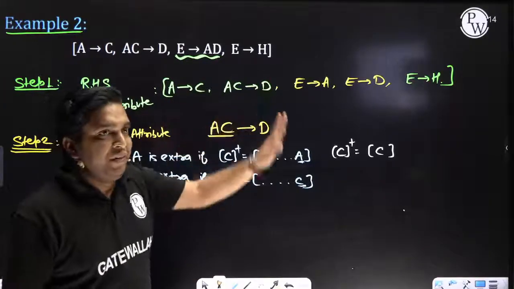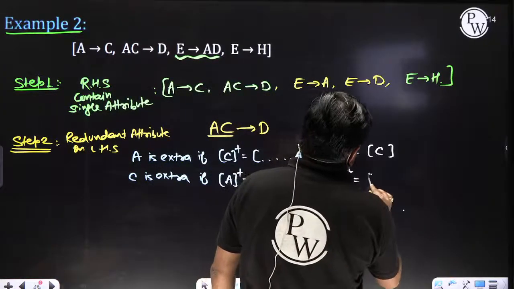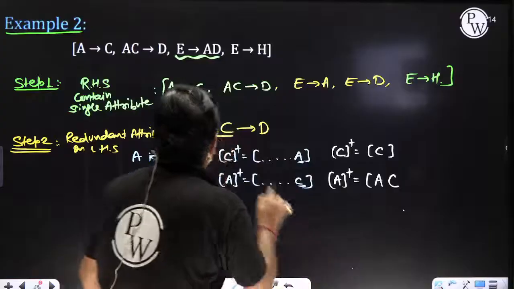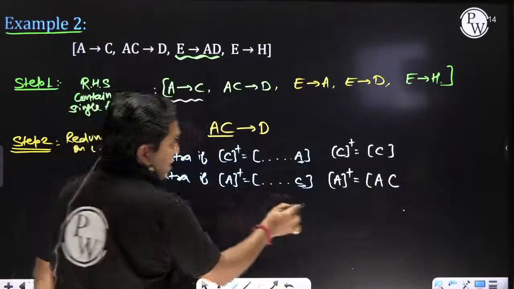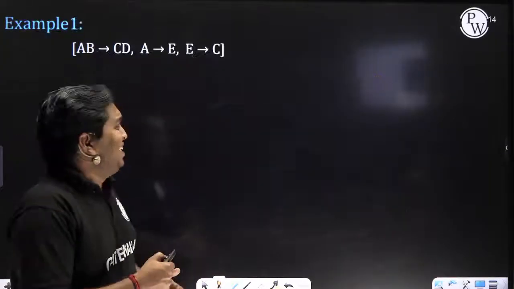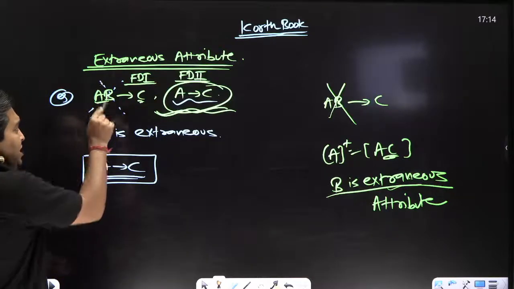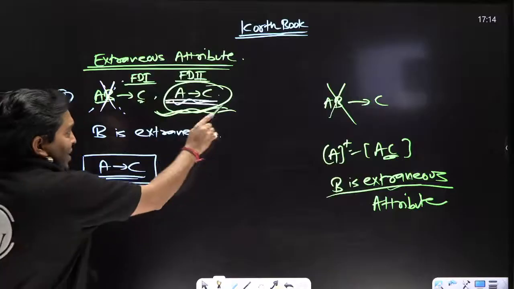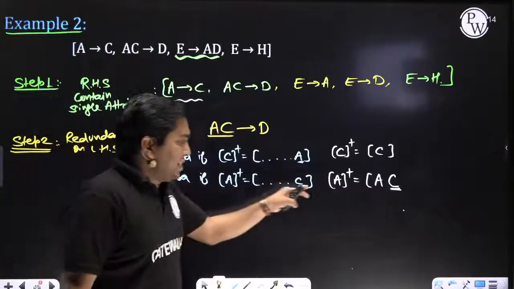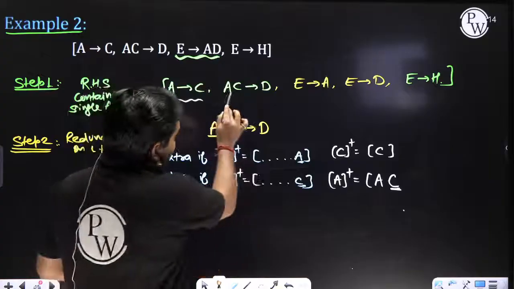Take the closure of A. Then what happens? A closure is A, and you are getting C. What I told, my dear, open your eyes. Here C is extra if A determines C. Now listen everyone, same thing I am telling. If A plus contains C, I make it simple here, A contains C. Now you can see AC to D.